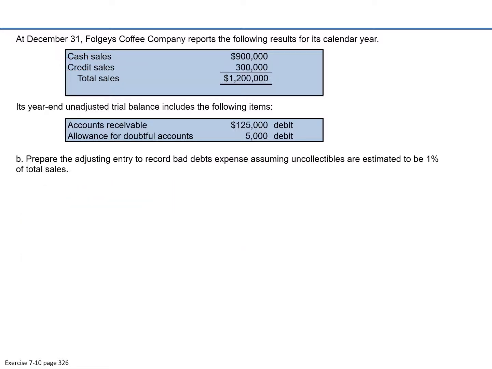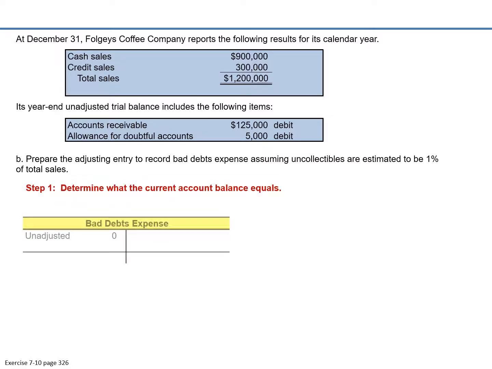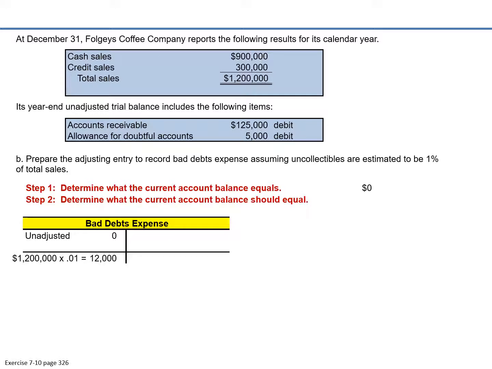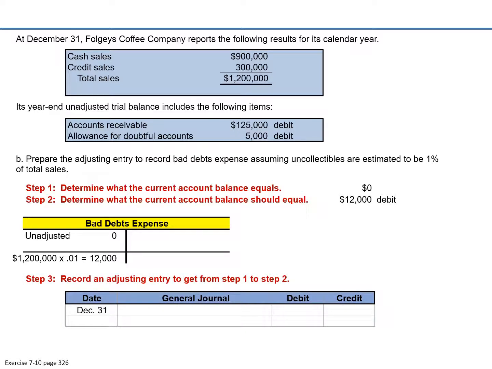All right, so the only thing different here is assuming it's estimated to be only 1% of total sales. So here we have 0. But bad debt expense is estimated to be 1% of total sales in this scenario. So 1.2 million times 1% is $12,000. So in order to get from 0 to 12, you debit bad debt expense for 12. And you credit your allowance for doubtful accounts for 12, right?